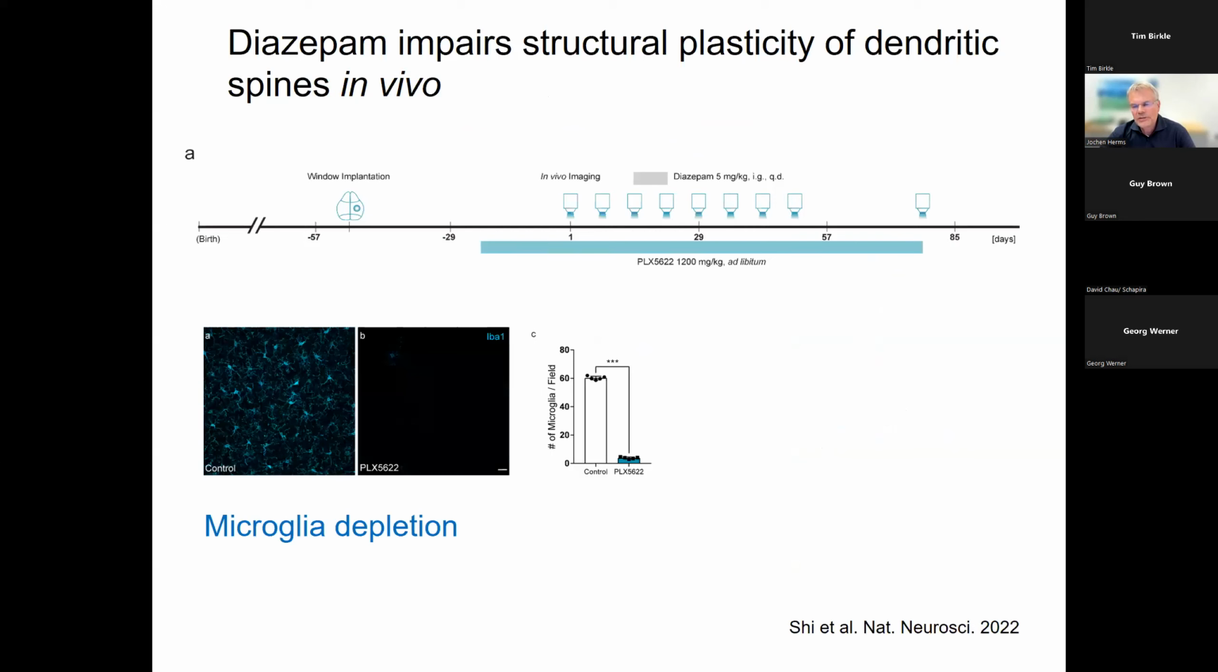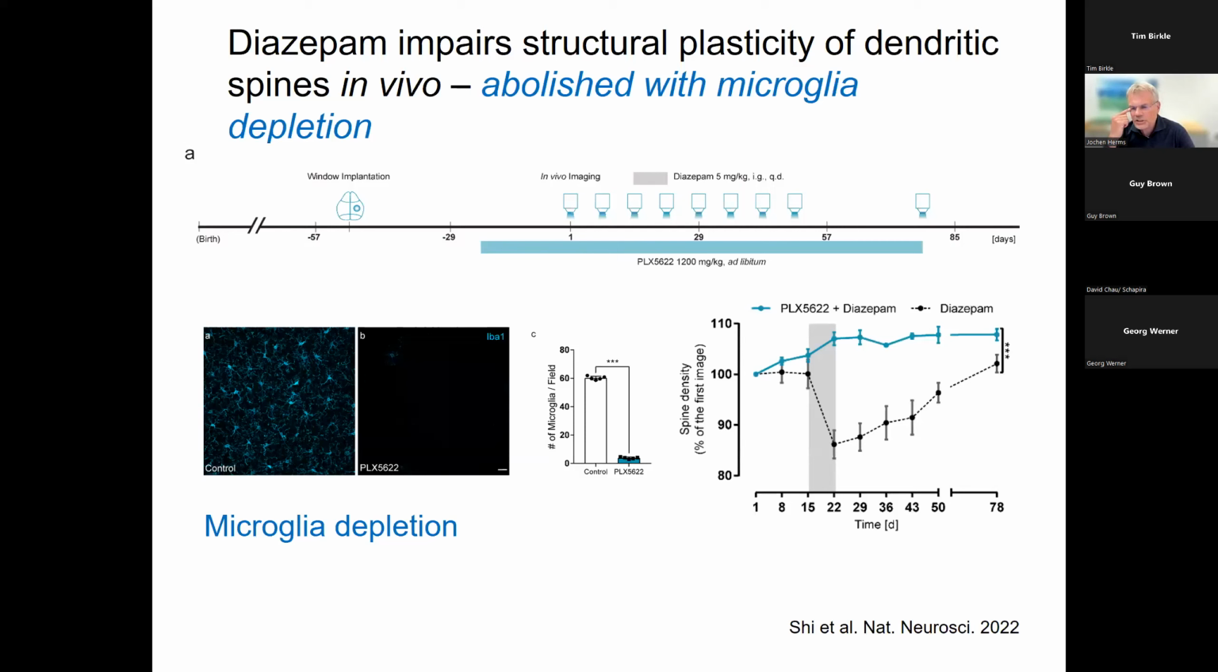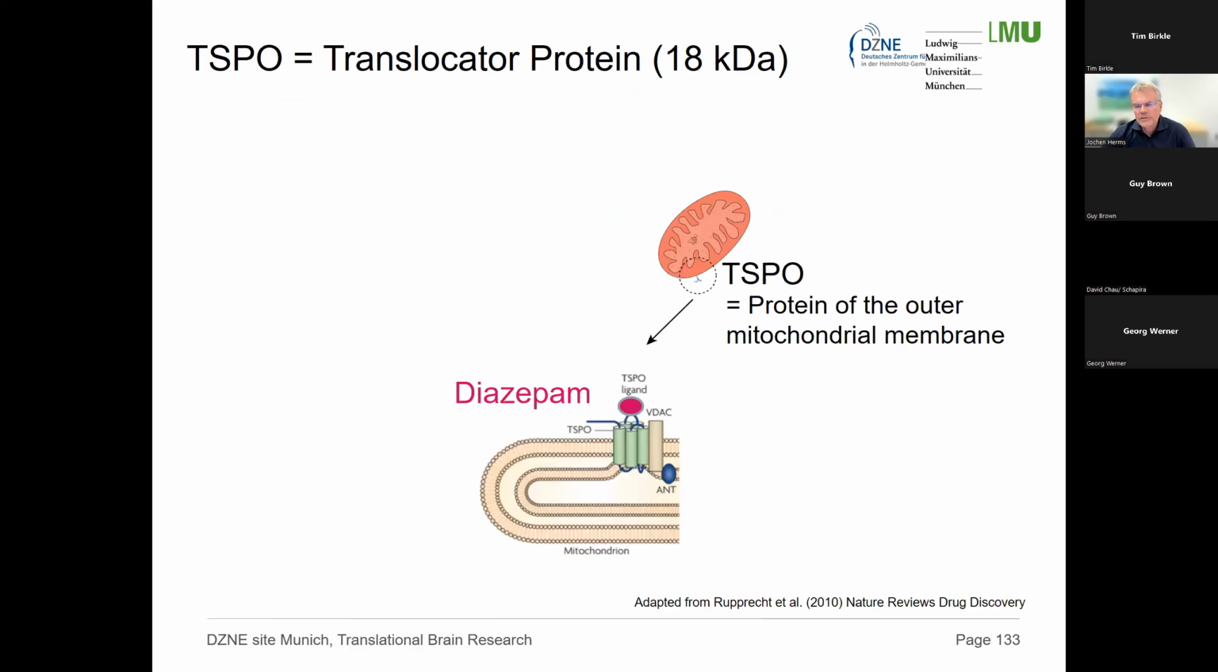So we checked for the important role of microglia by microglia depletion using a compound, PLX, which drops the number of microglia tremendously. So we treat the animal over time with the compound and then give diazepam. And indeed, under this condition, the diazepam, here's the control condition, does not drop the spine density anymore. So microglia activation is critically involved in the spine loss with diazepam treatment.